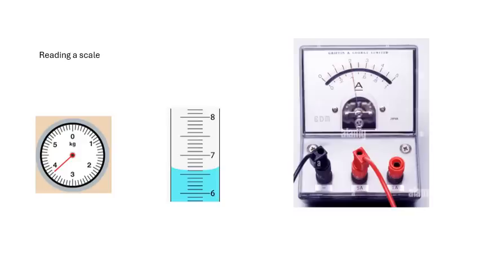Reading a scale might be very, very straightforward. Like this one here is just going to be 3.8 kilograms down the bottom there. Remember a meniscus? I've seen a couple of questions where you read to the bottom of the meniscus, so that's going to be 6.2, isn't it? Yes, because each scale division is 0.2.